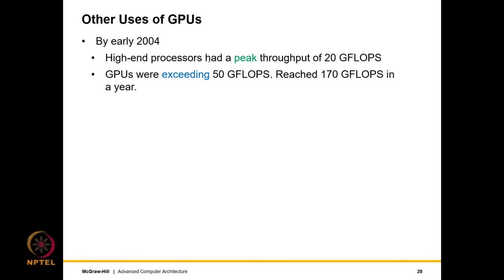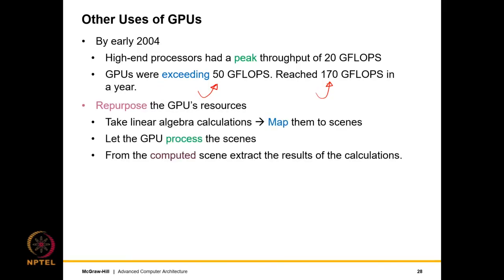So by early 2004, high-end processors were approaching a peak throughput of around 20 gigaflops. But even in those days, GPUs were exceeding 50 gigaflops. It is just that GPUs were doing their own thing. They were doing graphics computations. And there was no way to repurpose or use a GPU to do general purpose computations. But the processing power of a GPU was increasing by leaps and bounds. So it became 170 gigaflops within just 1 year. And then it just kept on increasing, right? So it reached a teraflop very soon.